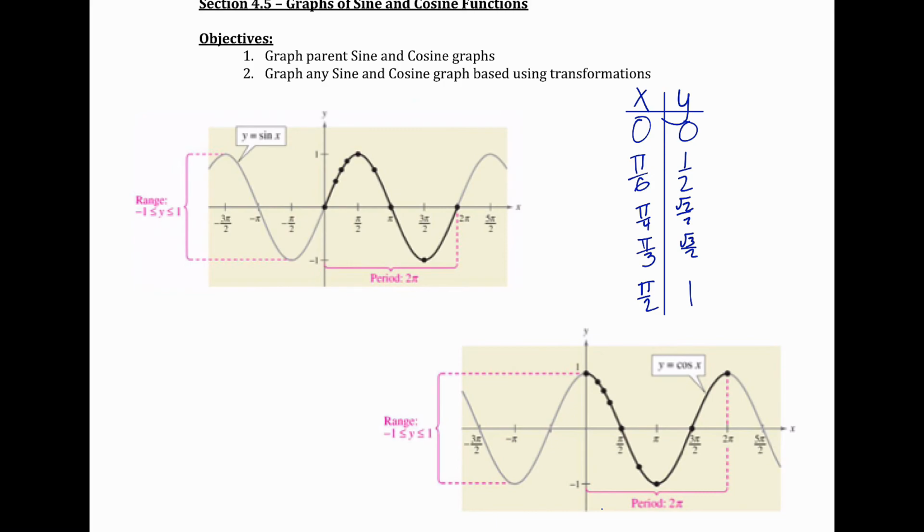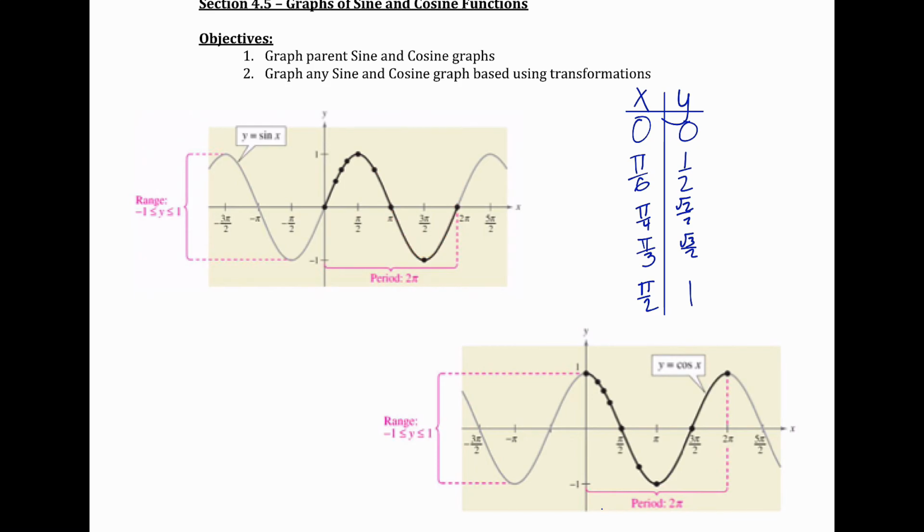So say, for example, down here at pi, you'll see it's at 0, which if you're thinking about where it is in the unit circle, that's halfway around the unit circle. It's back on the x-axis, so you get a y value of 0. Down here at 3 pi over 2, we're down at -1 at 270 degrees. Then back at 2 pi, we've completed one full circle, and we're going to say it's completed one full wave.